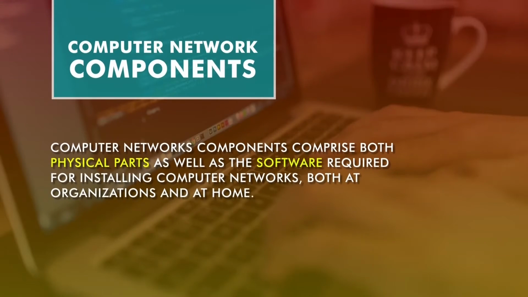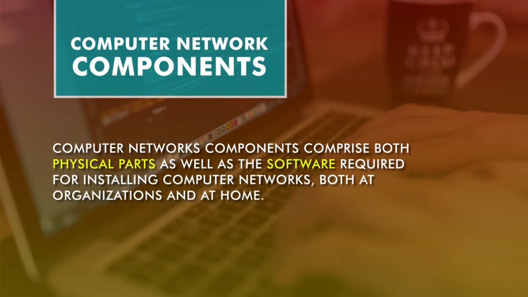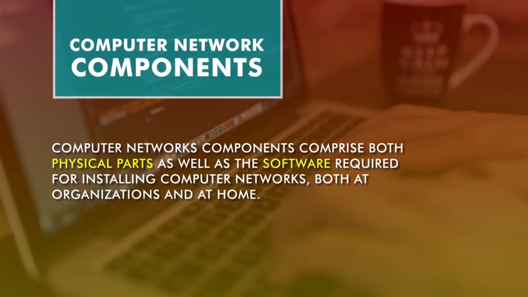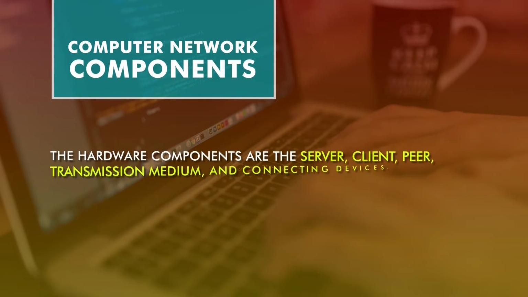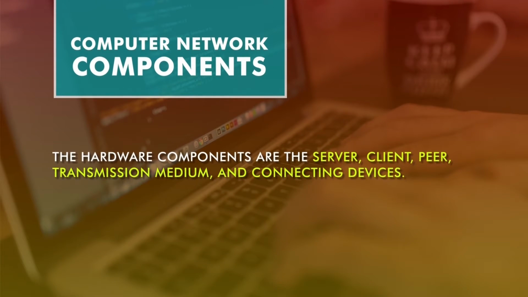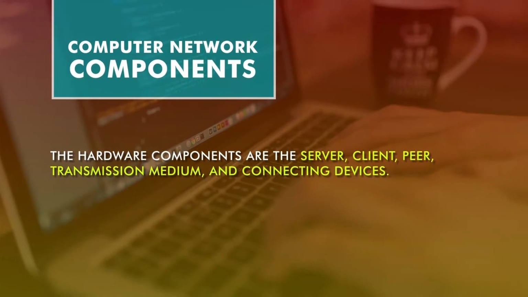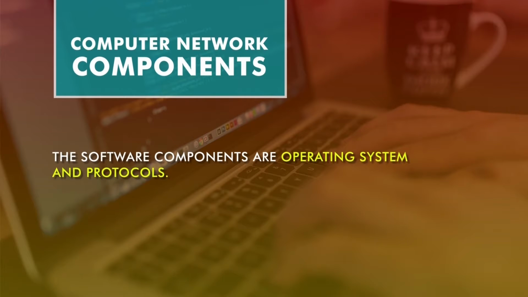So let us see the network components. There are hardware devices, and there are software components attached whenever we focus on computer networks. Computer network components comprise both physical parts as well as the software required for installing computer networks both at organizations and at home. The hardware components are the server, the client, peer, transmission medium, and connecting devices. The software components comprise the network operating system and the set of protocols.